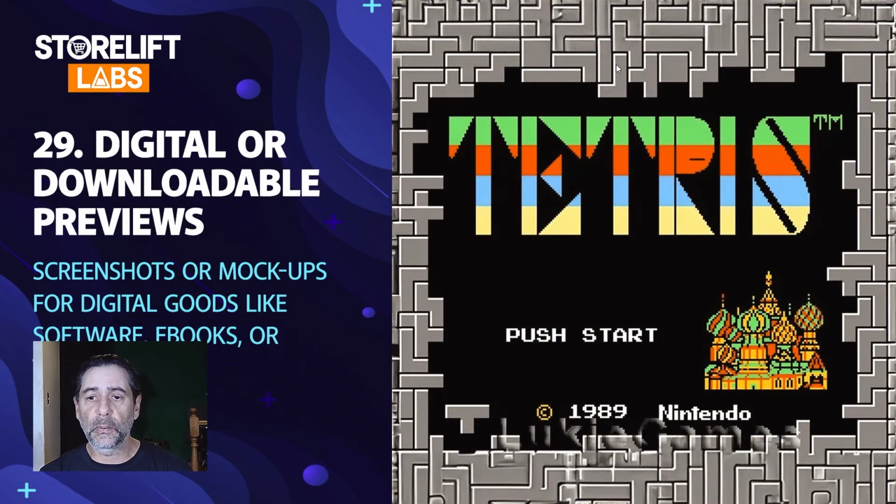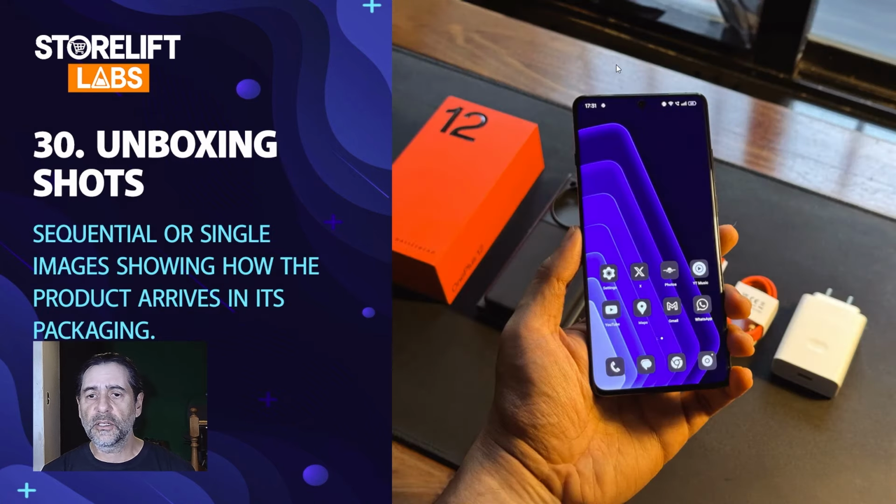Digital or downloadable previews, so we've got a software product or a game or something, we're going to show an actual screen capture from that game, because it's more tempting, right? If somebody says to you Tetris, well, that's not very tempting, but look at that screen, you think, yeah, I could play a game, right? So it's actually tempting, but not just that, it's also describing to you exactly what you're getting so that the product is well understood.